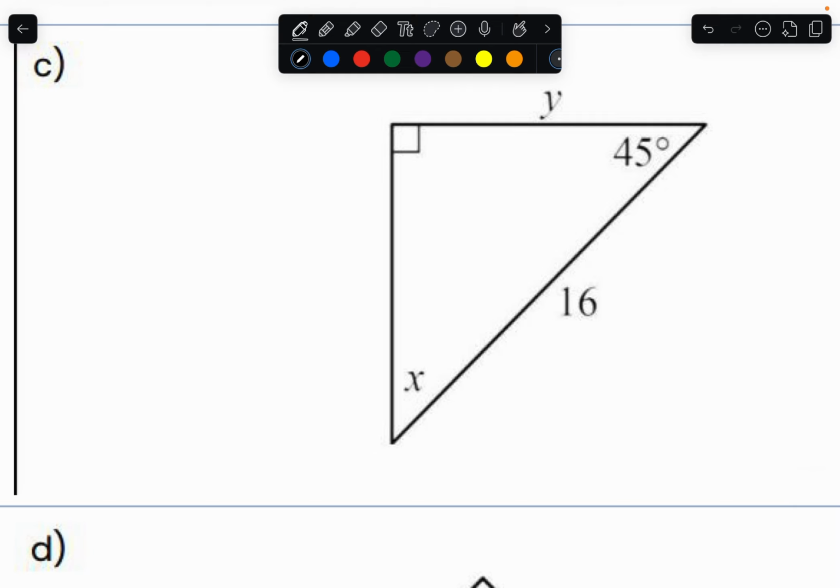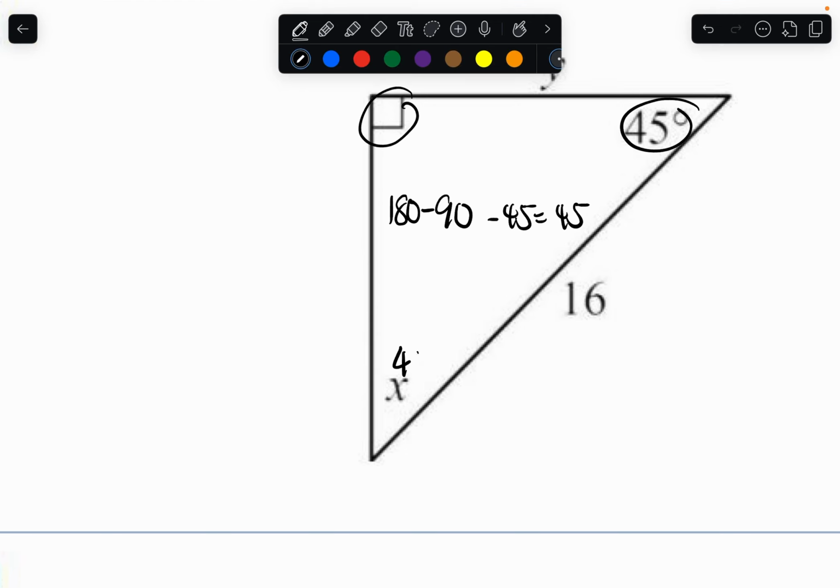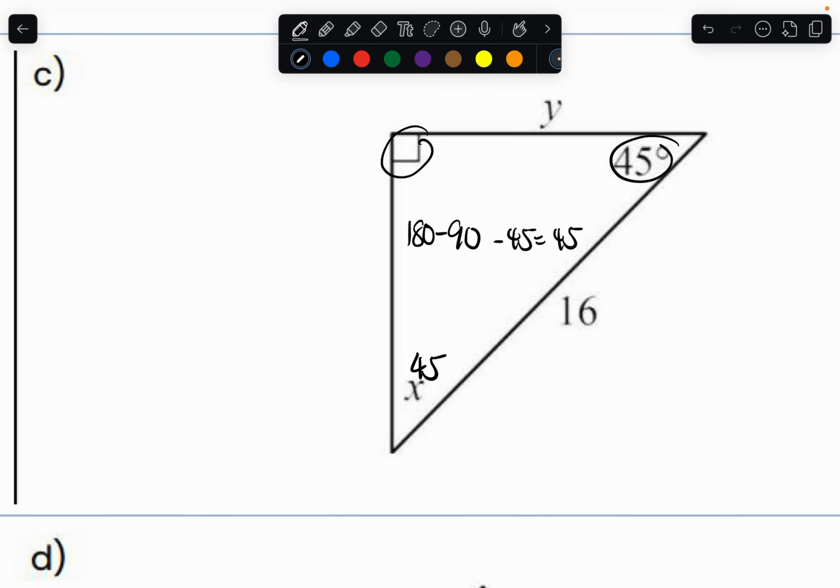Now, let's go to question C. For question C, you have to remember the triangle angle sum theorem, which basically says that all the angles inside my triangle must add up to 180. So to figure out my x, all I have to do is 180 minus the angle I have right here, which is 90 degrees, minus the angle I have right here, which is 45 degrees. This will give me 45, meaning that my x here will be 45. And that figures out my x value.